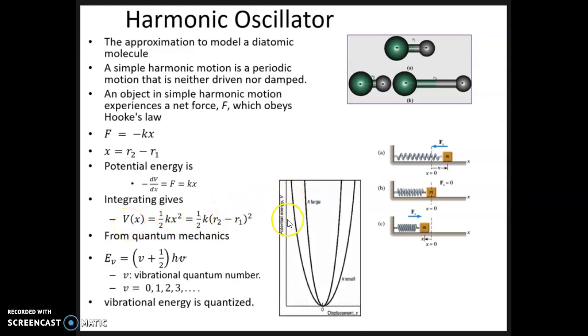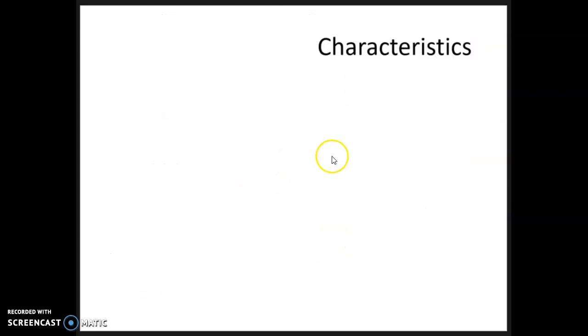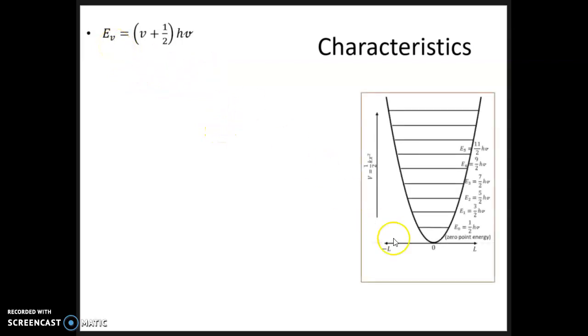So this is a picture of a potential energy diagram, V against x. For a large k, the potential energy well is very narrow, and for a small k, the potential energy well is wide. So let's look at the characteristics of these energy levels. E_v is written from the previous slide. Remember again, this is a mathematical derivation from quantum mechanics, which is not the focus of this video. So the energy levels, we can draw it out.